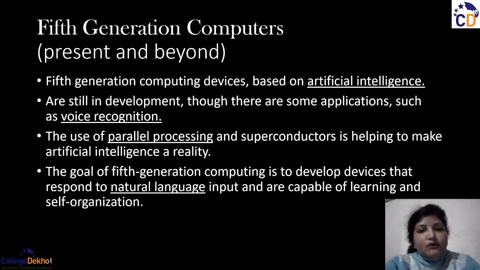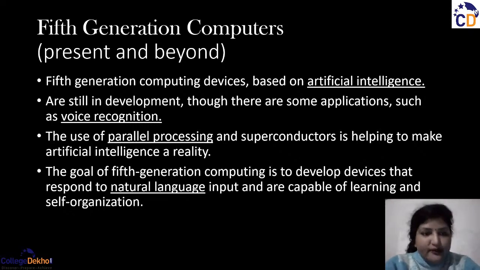Are still in development though. There are some applications such as voice recognition, pattern recognition, handwriting recognition. A number of devices are developed. The use of parallel processing and superconductors is helping to make AI a reality. Yes, this is true, because earlier we had processing, multi-programming, multi microprocessors, a number of things, but nowadays at the same time you can process a number of tasks, right?